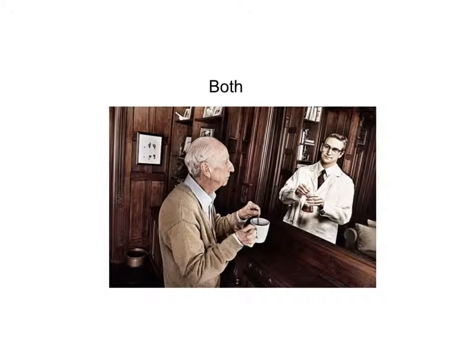So, here's an example of literal and conceptual reflection combined in one image. So we have the older gentleman here with a cup of tea, and he's reflecting back upon himself when he was younger as a scientist. This is much harder to do because you have both the literal reflection using the mirror, and we have the conceptual reflection about the guy thinking about how things used to be.